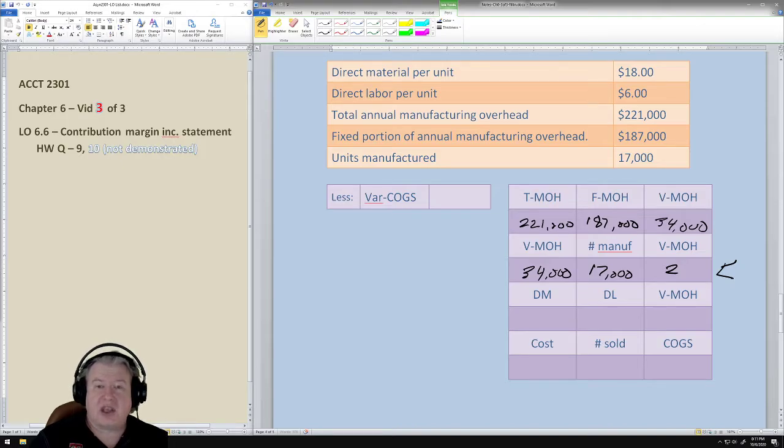So let's recalculate it according to variable costing. We're going to use these same numbers. The direct materials and the direct labor do not change. But rather than using the total MOH per unit, we're just going to use this variable part. So that gives us a total cost per the variable costing method, and this is going to be 26. The number of units sold is 13,000, and the COGS under this method is 338,000.